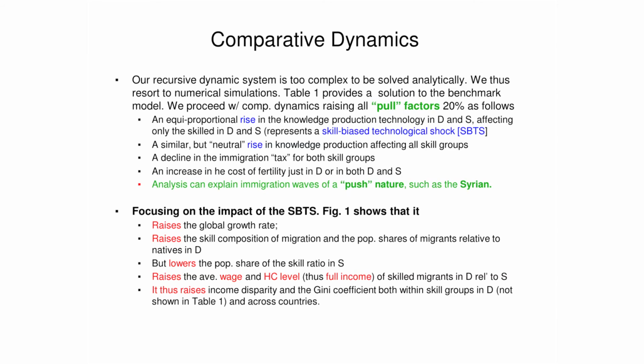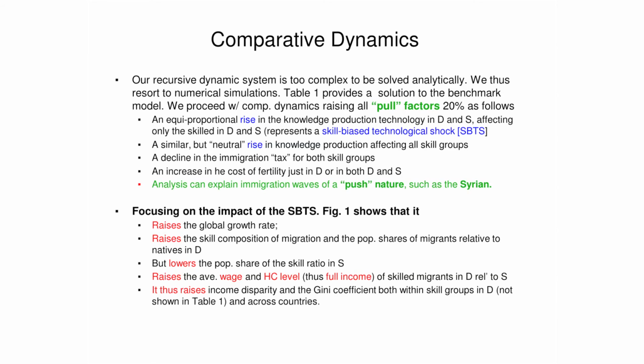So I guess the next stage would be to look at the comparative statics or comparative dynamics that we have here. And as I said, I think we put the greatest emphasis on an equiproportional rise in the knowledge production technology in both the destination and source country. Remember, this kind of a shock affects only the skilled groups in both countries, not the unskilled groups. So there is a lag in the unskilled group adjusting to that particular shock. And this is what we're going to see in the comparative dynamics chart that I'm going to show next.